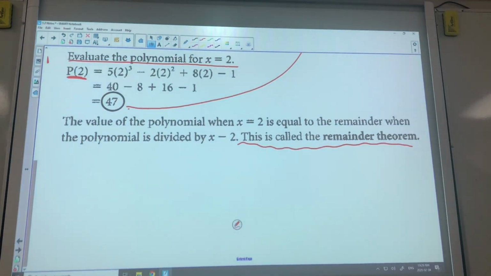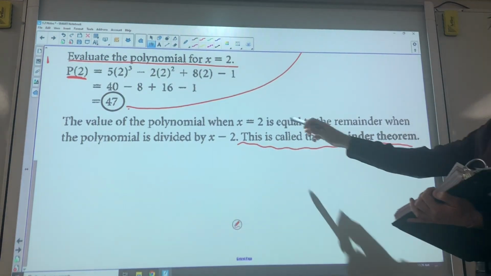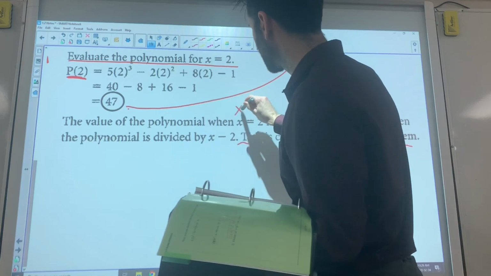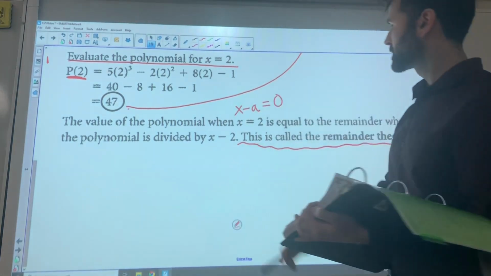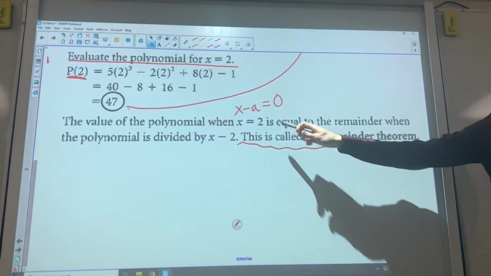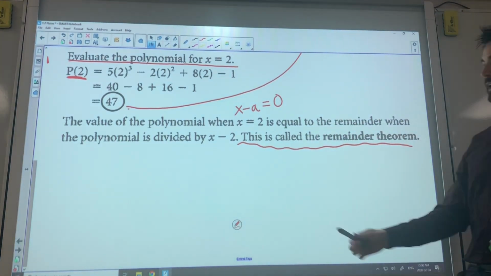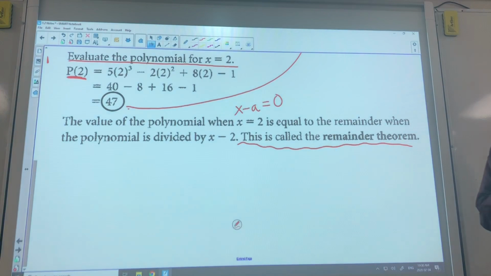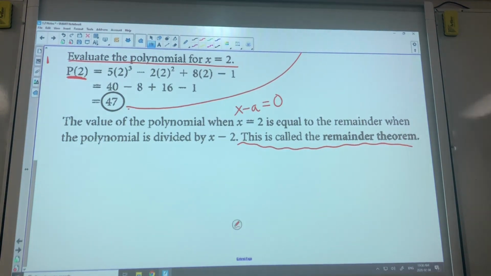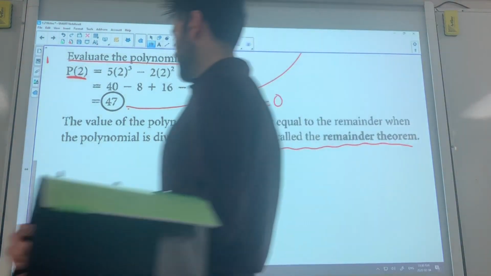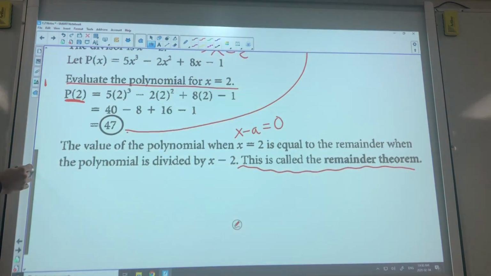Okay, so it says the value of the polynomial when x equals 2. So when you take that x minus a, you set it equal to 0 and you solve it. When you plug in that number, it's equal to the remainder when the polynomial is divided by x minus 2. That's the remainder theorem. Okay, stick that in your brain tank because that's going to come up again in a moment.